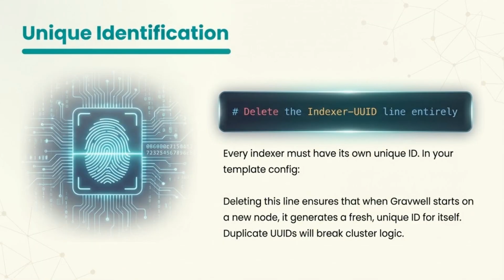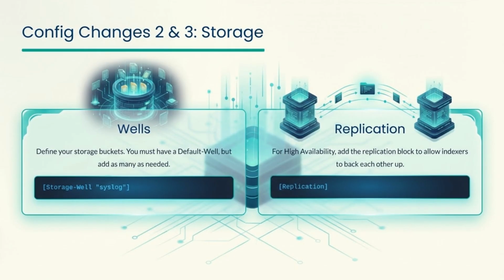Every indexer needs a unique ID. In your template config, delete the indexer UUID line entirely. This ensures that when Gravwell starts on a new node, it generates a fresh, unique ID. Duplicate UUIDs will break cluster logic. The next config changes relate to storage. Define your storage buckets, including a default well, and add as many as needed. For high availability, add the replication block to allow indexers to back each other up.